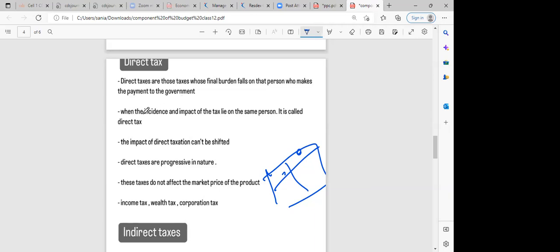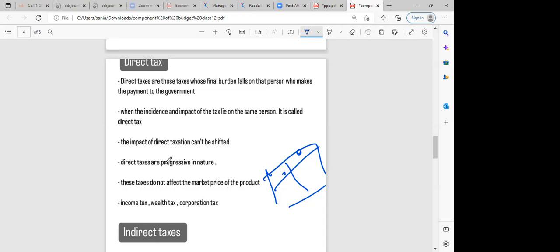Okay, when the incidence and impact lie on the same person, it is called direct tax. Incidence means whatever I am doing, and the impact of the tax lies on the same person. The impact of direct taxation cannot be shifted. For example, if I am doing a job, whatever it is impacting me, I cannot shift it. I cannot say that for this month my sister will be paying tax on my behalf.